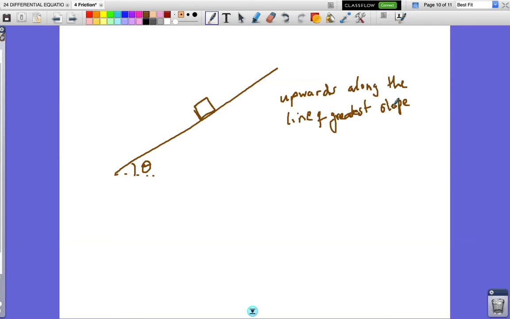Along the line of greatest slope. If you are told this phrase, line of greatest slope, it just means that it is parallel to the slope. It means the force is like that, parallel to the slope. Because we know you could apply the force like that, you could also apply the force like that. So the phrase line of greatest slope just means parallel to the slope.